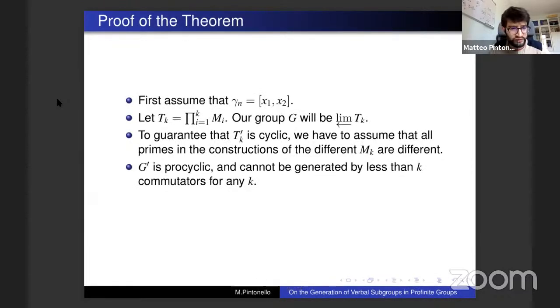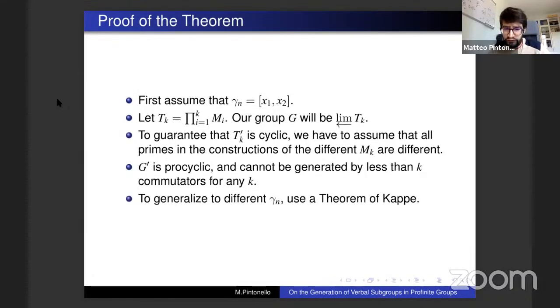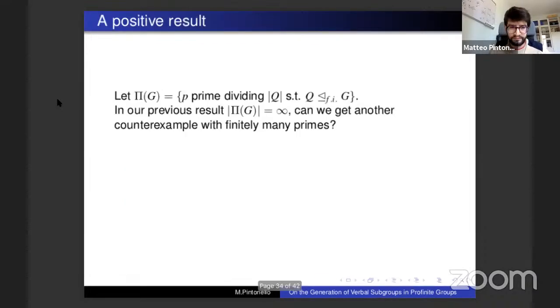And at this point, it's easy to see that the derived subgroup is procyclic, simply because it's the inverse limit of the derived subgroups of all Tk, which we constructed in order to be cyclic. This cannot be generated by fewer than k commutators for any k. The idea is that if that was true, then it would be true also for all quotients, so in particular for mk. And for mk, we already know that it is not true by the result of MacDonald. To generalize to different lower central words, the idea is similar, but we need to use some generalizations, some theorem of Kappa, and so on. But the idea of the basic step is really easy.